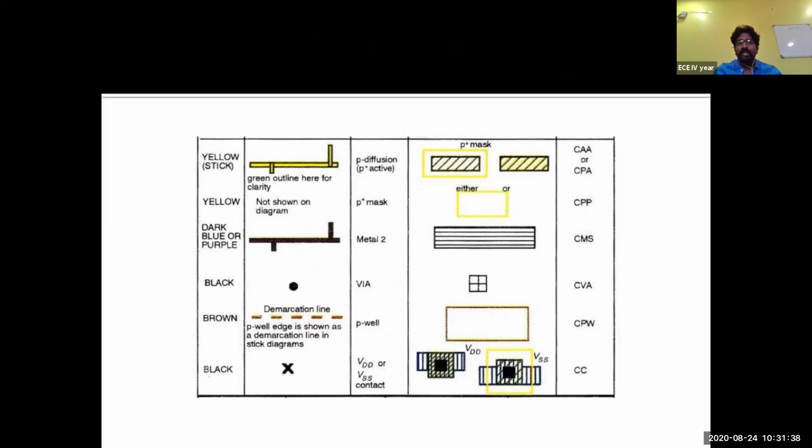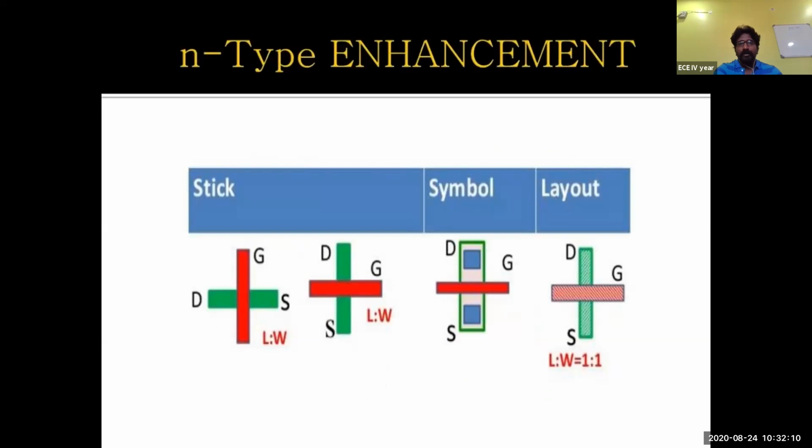If you're talking about the stick diagram, it has to be done with the help of a black cross mark. If you're talking about the layout diagram, it has to be done in the fashion given in this particular diagram. And also we can see the demarcation line. The demarcation line has to be drawn with the help of brown color. This demarcation line separates the P device from the N device. So the top one will be the P structure and the bottom one will be the N structure. So these are the few types of stick diagram symbols and also layout symbols.